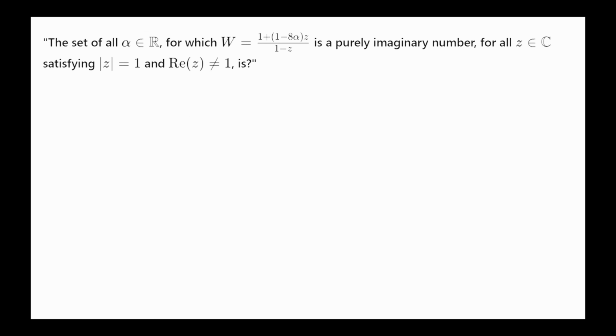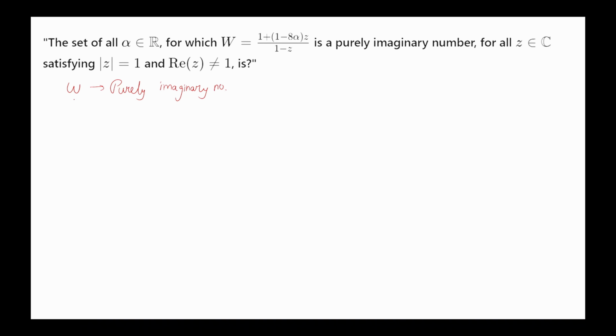Now let's look at this question. The property that we just learned about purely imaginary and purely real numbers is going to be used in this question. The set of all alpha belonging to R, for which W is equal to 1 plus (1 minus 8 alpha) Z upon 1 minus Z is a purely imaginary number. So we know that W is a purely imaginary number.